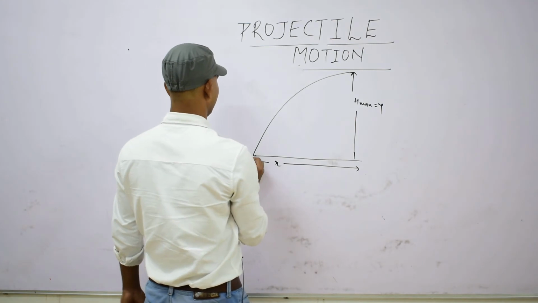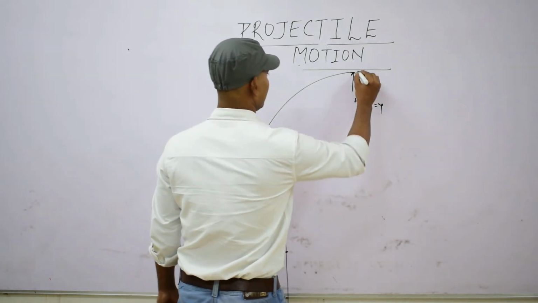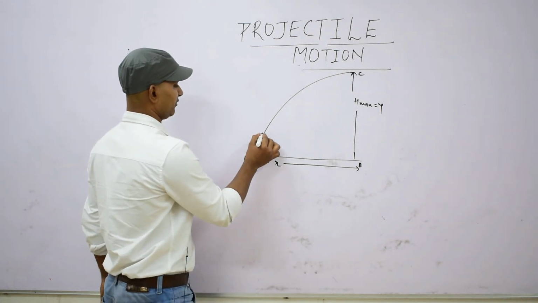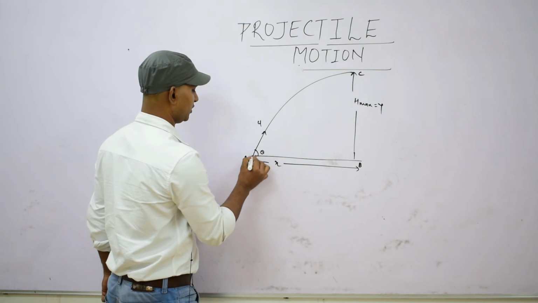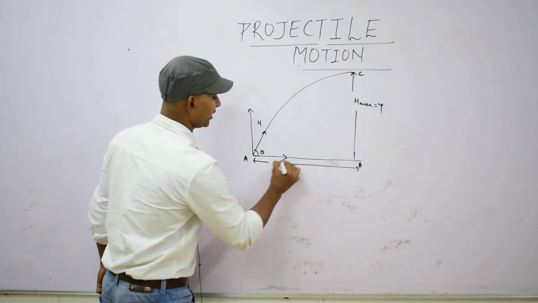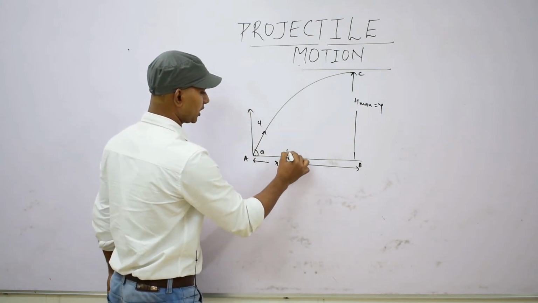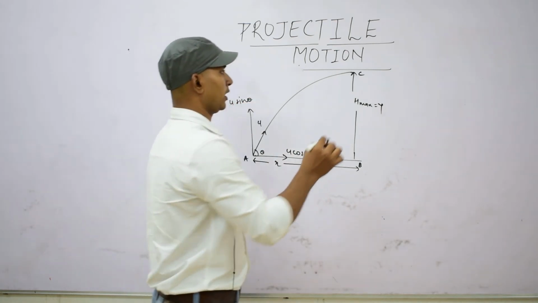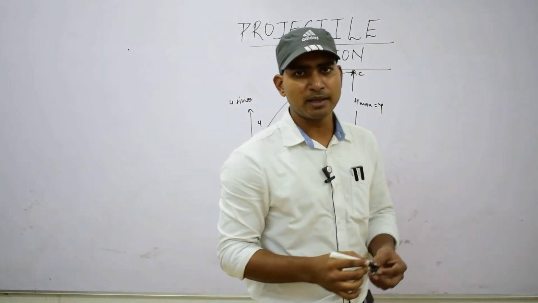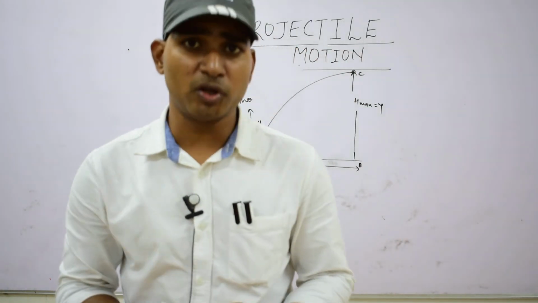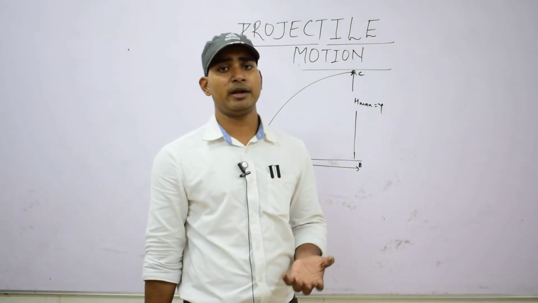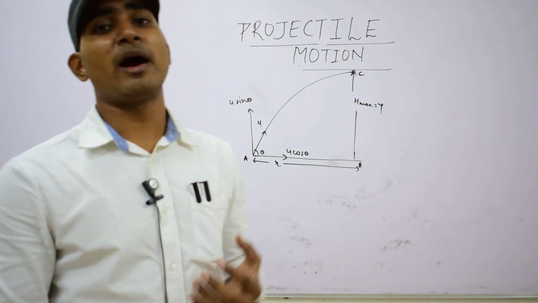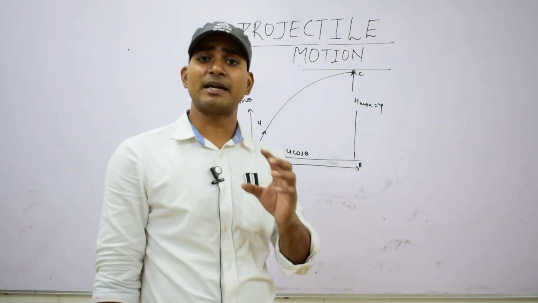Let's suppose this is the starting point and the initial velocity is u, and this is theta. So this is the vertical component and this is the horizontal component. The horizontal component will be u cos theta and the vertical component will be u sin theta. Okay, one question arises: at the maximum height, what will be the velocity? This is very important, and we need to know what the maximum height point is during projectile motion and what the total velocity is at the maximum height point.